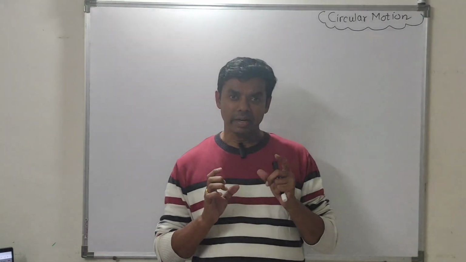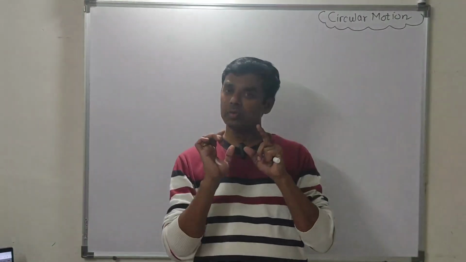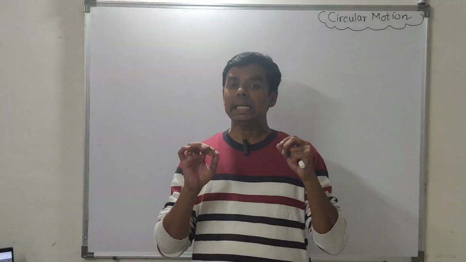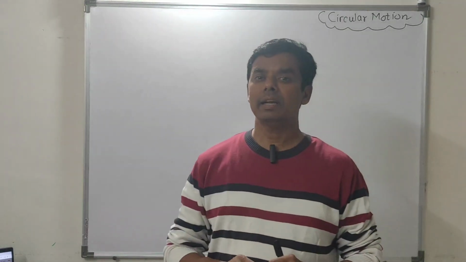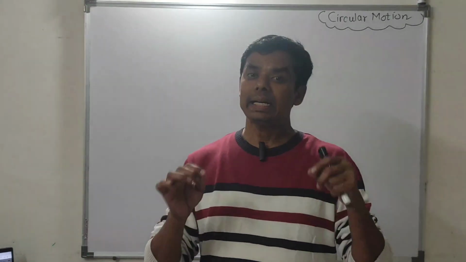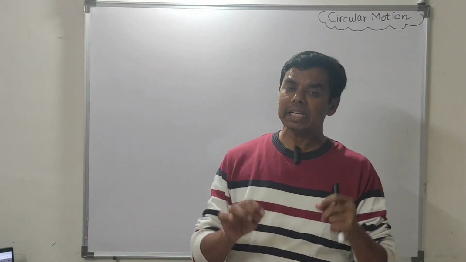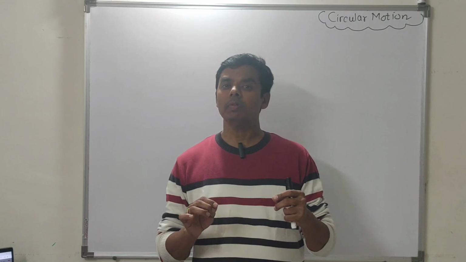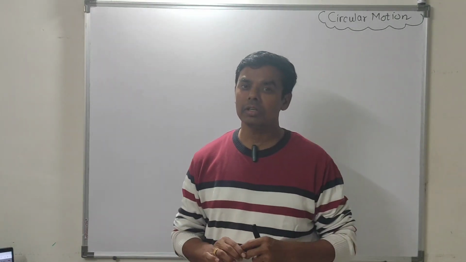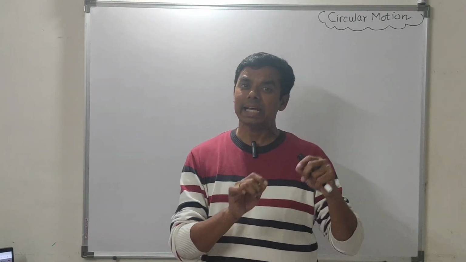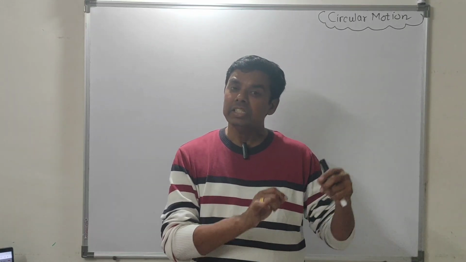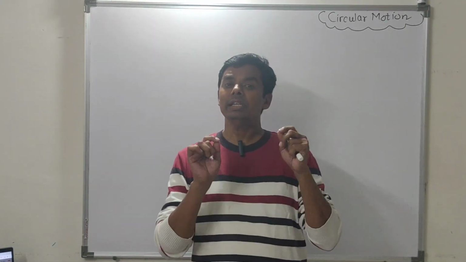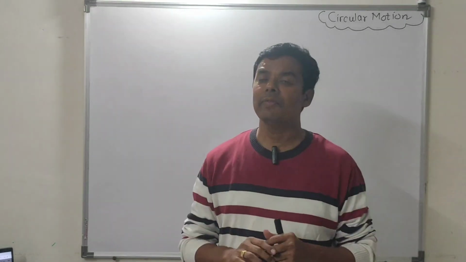Listen, whenever a particle is moving along the circumference of a circle, the velocity of the particle at every point is directed along the tangent at that point. As the tangent is changing its direction at every point, we can conclude that the velocity of the particle performing circular motion also changes its direction at every point.